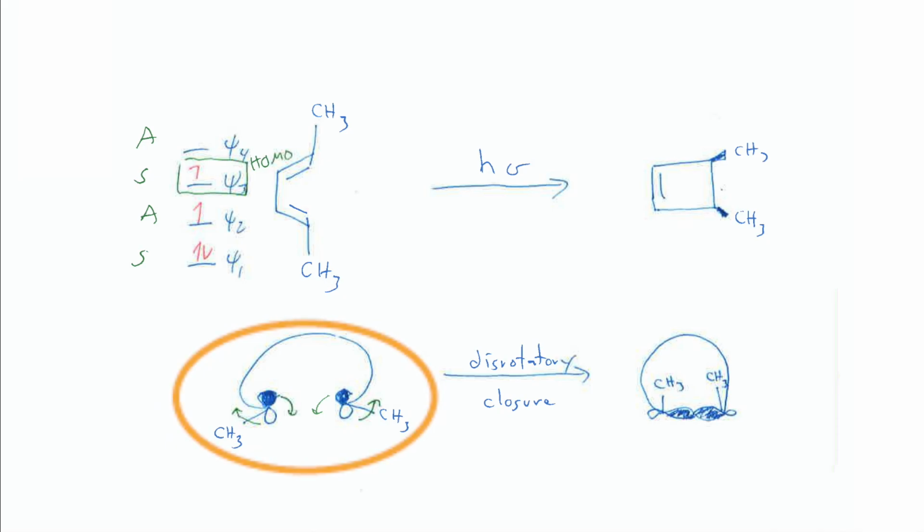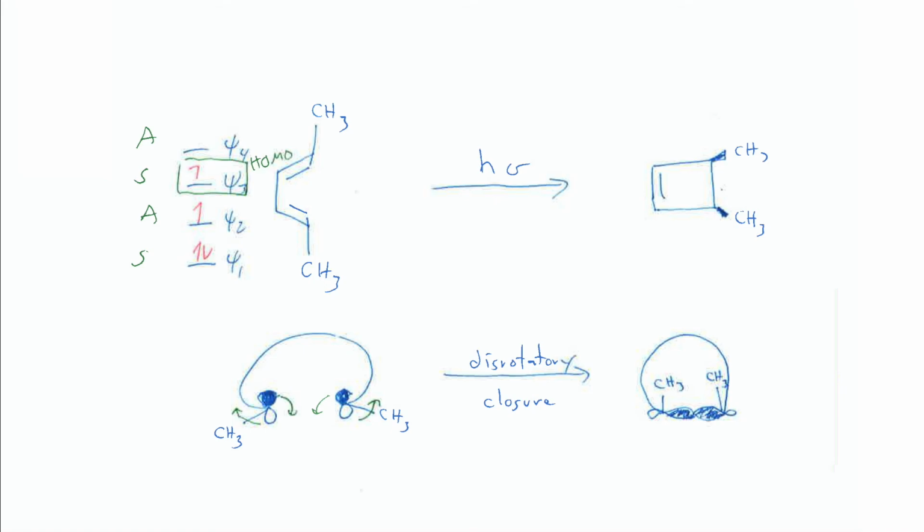Now the starting material here is the same as in the previous example. So again, we can draw in those two methyl substituents, both pointing outwards, away from where the new sigma bond is going to form. In this case, to bring those two orbitals together in phase is going to require a disrotatory motion. Here I have the left one rotating clockwise and the right one rotating counterclockwise.